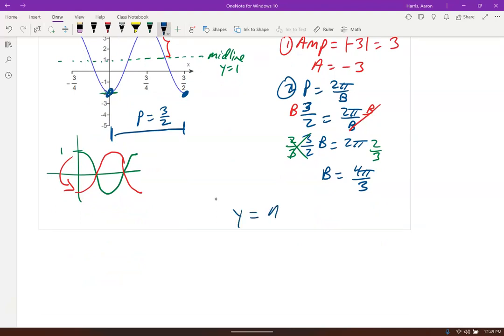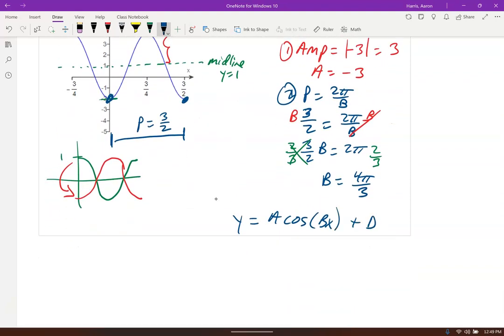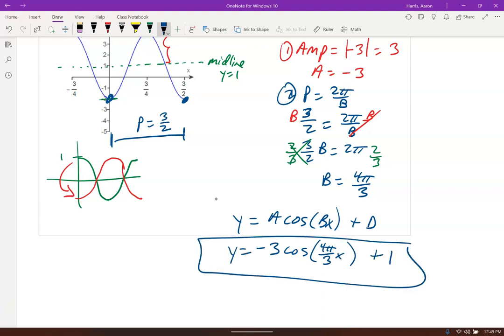We have A cosine bx plus d. Notice there's no phase shift on this one. Our a, we had to flip it over. The amplitude was 3. Our b is 4 pi thirds x, and then the whole thing was shifted up 1. The midline moved up from y equals 0 up to y equals 1. Hopefully that's enough to get you going with this graphing.